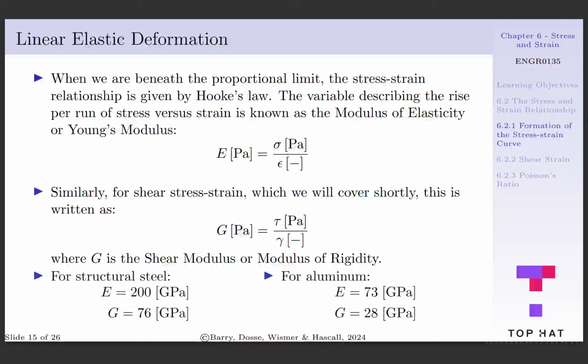Some common values for elastic and shear modulus are as follows. For structural steel, the elastic modulus is typically on the order of 200 gigapascals, and its shear modulus is typically around 76 gigapascals. For aluminum alloys, the elastic modulus is typically around 73 gigapascals, and the shear modulus is typically around 28 gigapascals. Each material is going to have a unique modulus of elasticity and a unique shear modulus. You have to look this up for the material, for the alloy, as well as for the manufacturing process, as all of these can change the material's properties.